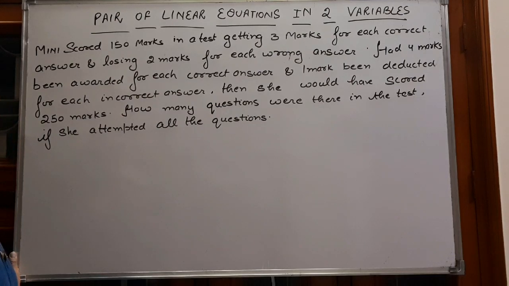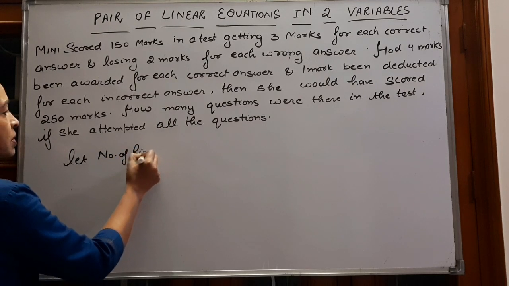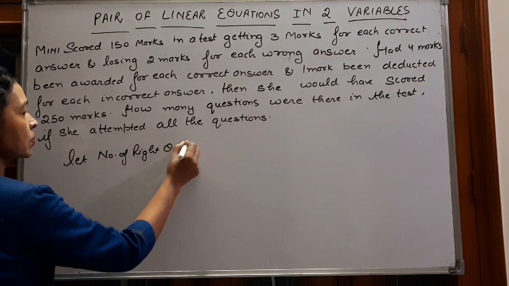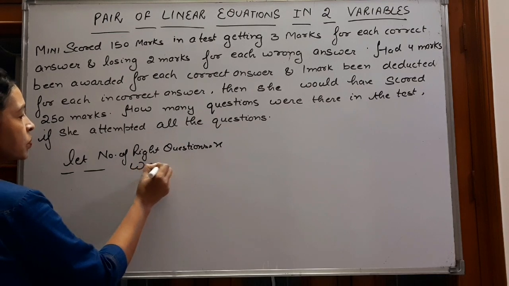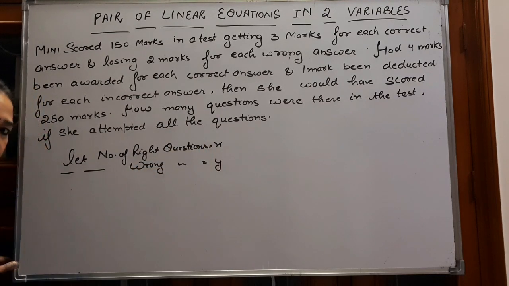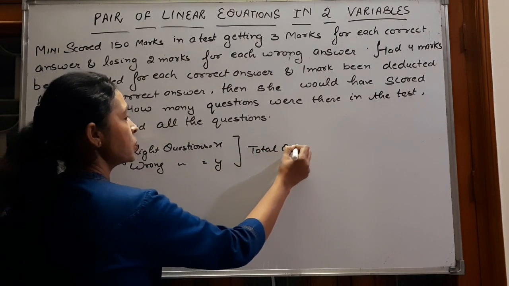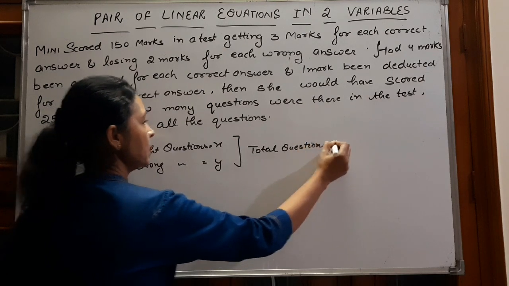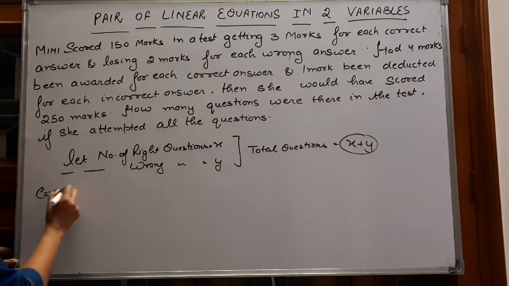If she has attempted all the questions. All the questions means कुछ क्वेश्चंस रॉन्ग थे, कुछ राइट थे. Let the number of right questions were x and the number of wrong questions were y. Clear? So total questions will be x plus y. Now case 1, she has got 150 marks.